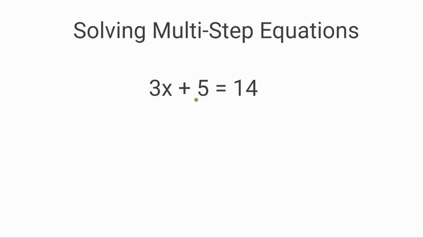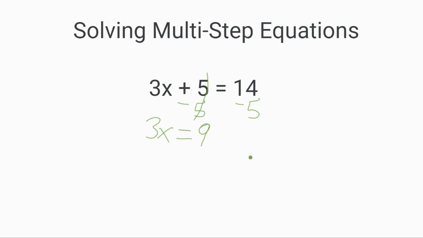And we do that by doing the opposite. So we see a plus 5, well that means we need to do a minus 5. And whatever we do to one side, we have to do to the other. Doing so cancels out those 5's. So we're just left with 3x is equal to 14 minus 5. Well, that gives me 9.